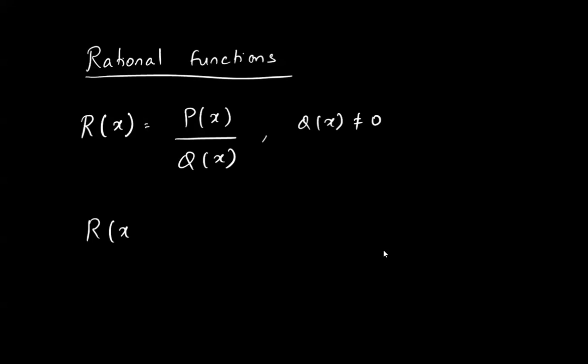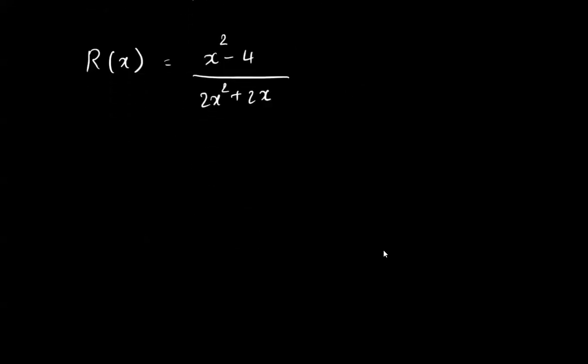So let's say I have a rational function of this form. This rational function is not in its simplest form. It's not factored yet. So the first thing that we will do to this rational function is simply factor the numerator and factor the denominator.